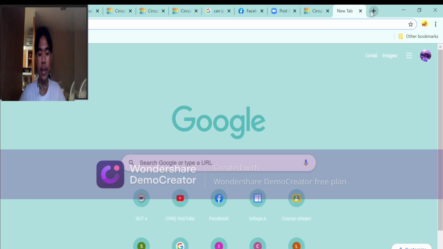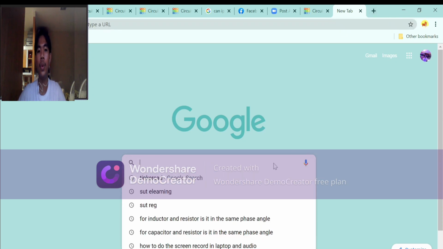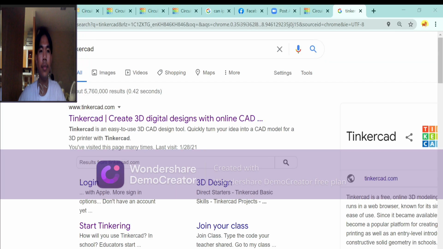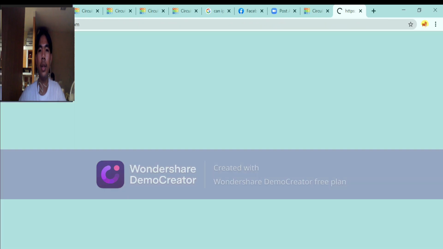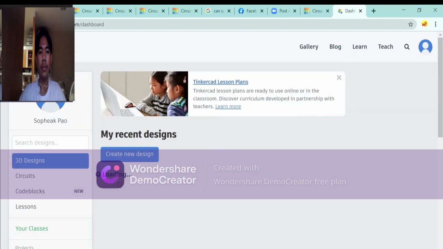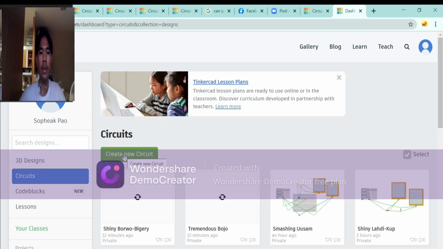Experiment 5, power factor and time constant. Part 1, electric energy in AC circuit. We are going to simulate the circuit by using the Tinkercad website. We go to the Tinkercad website and we choose the circuit and we are going to create new circuit.